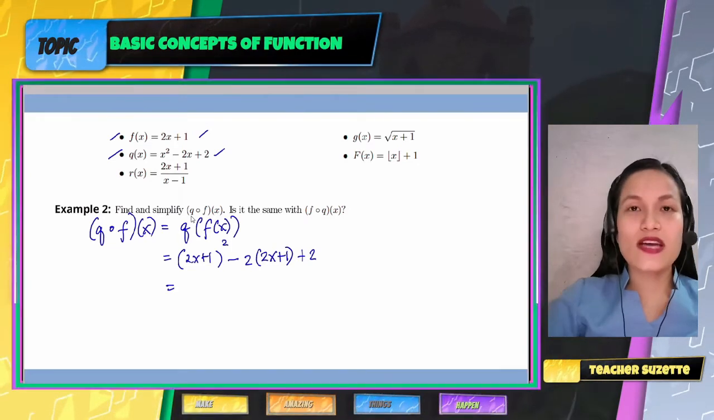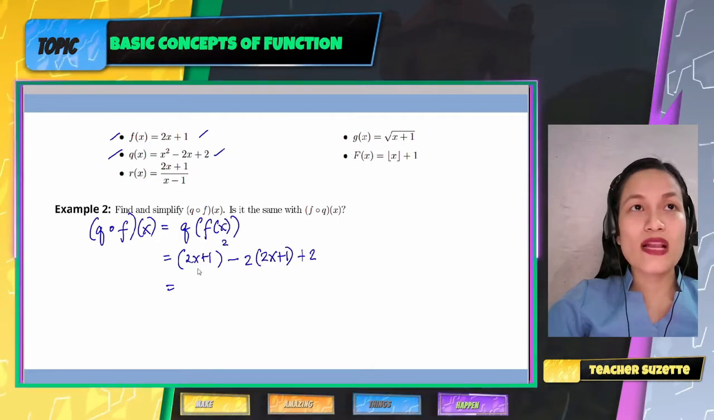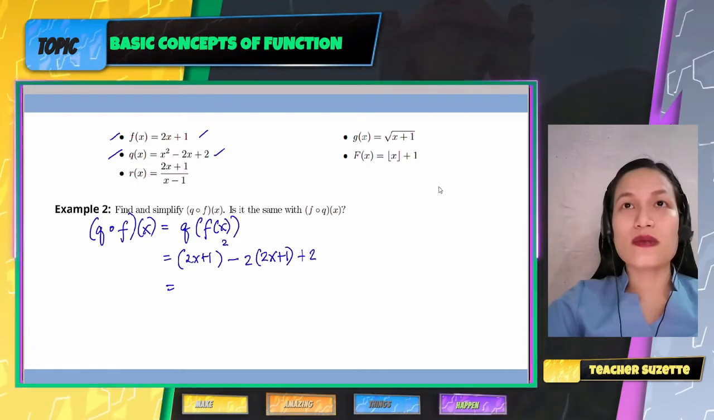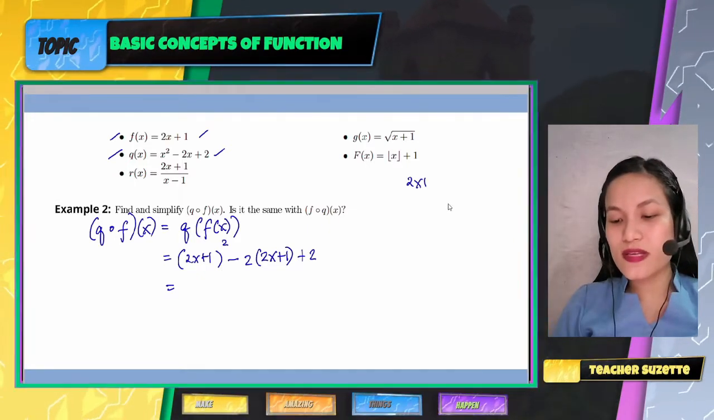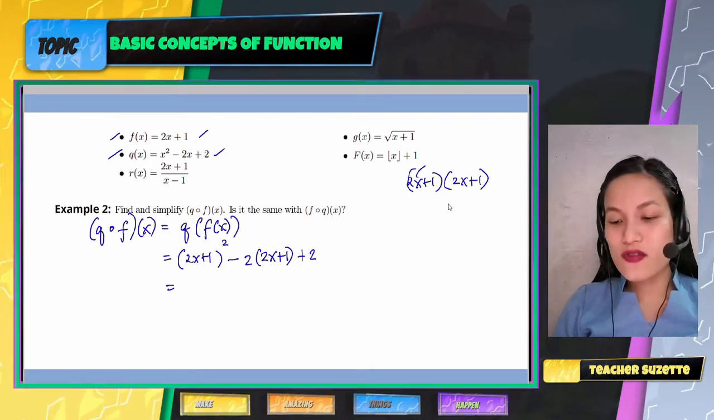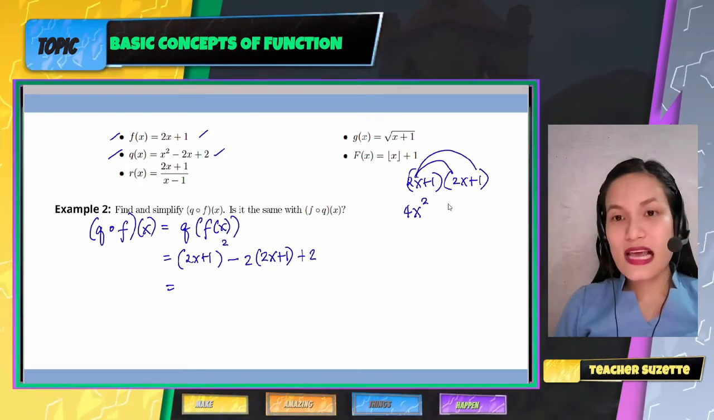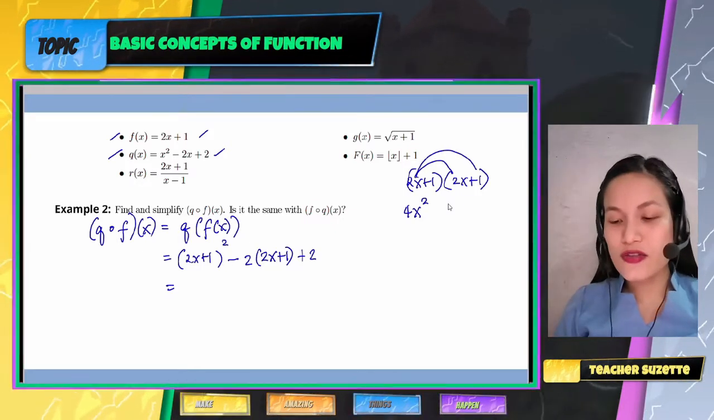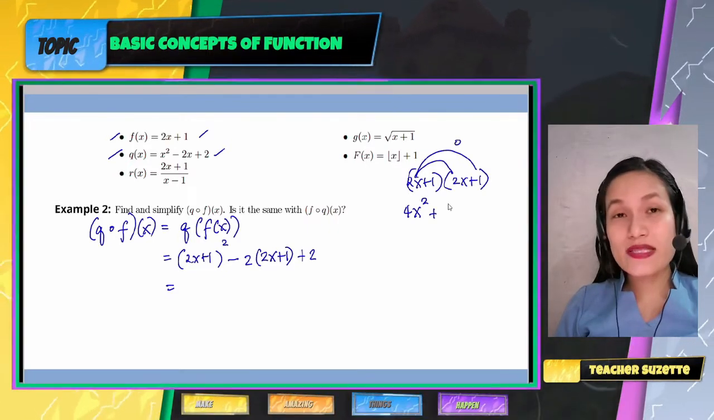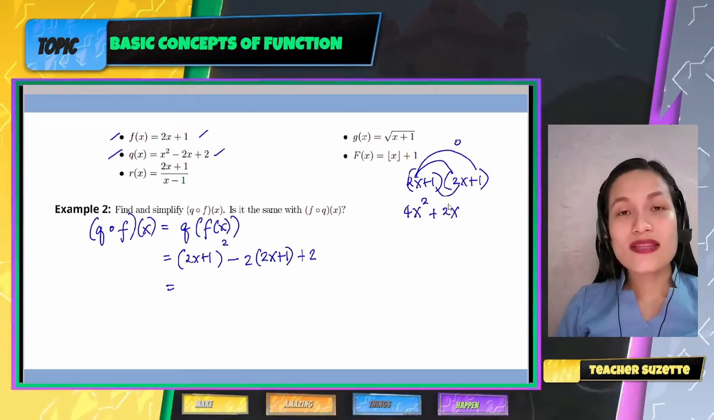Now let's simplify. First, let's remove the exponent squared. You will have 2x plus 1 times 2x plus 1. Let's solve this on the side. That is 2x plus 1 times 2x plus 1. Using the FOIL method, first, that is 4x squared. Then outer: you will have 2x times 1, that is 2x. Then inner, 1 times 2x.